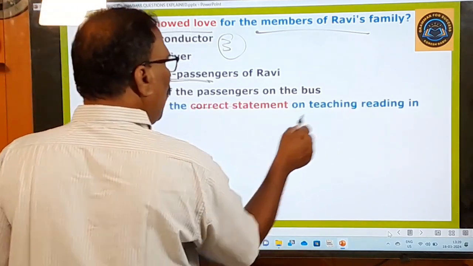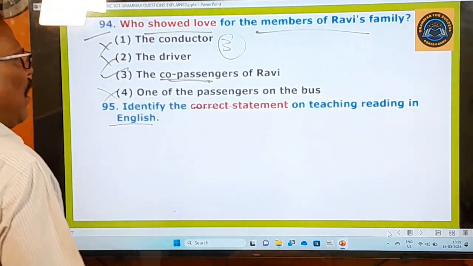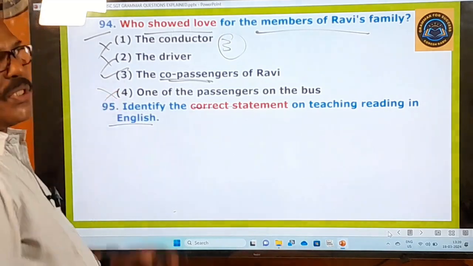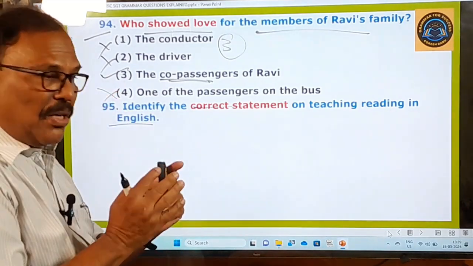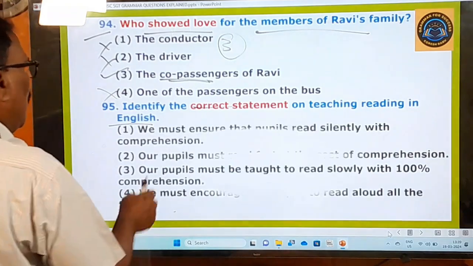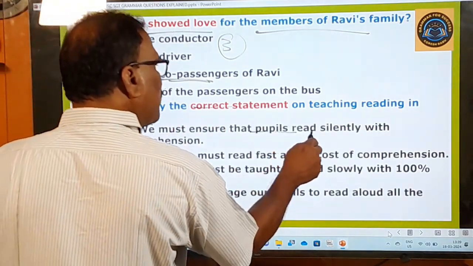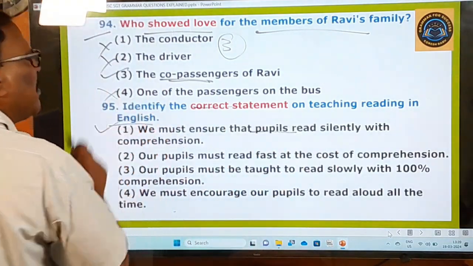Identify the correct statement on teaching reading English. On teaching how to read English. No, reading English. What's that? We must ensure that the pupils read silently with confidence. The very first one is the right one.